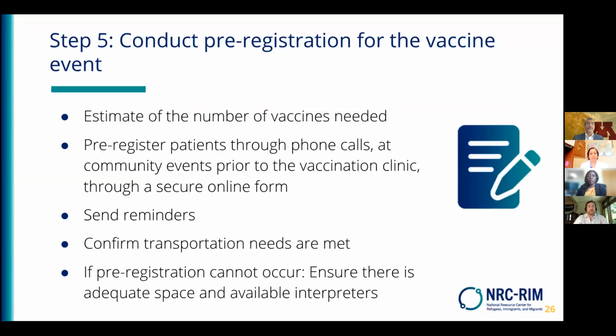So step 5 would be conducting pre-registration for the vaccine event, if you are doing pre-registration. I know that some organizations might be doing a walk-in type, but in the event that you're doing pre-registration for the vaccine event, this would help you estimate the number of vaccines that are needed, and also the type of vaccines. If you're bringing more than one type of vaccine, you're able to estimate for each of the different vaccines how many you are anticipating to bring out for the vaccination event.